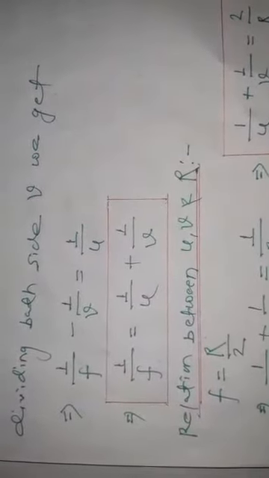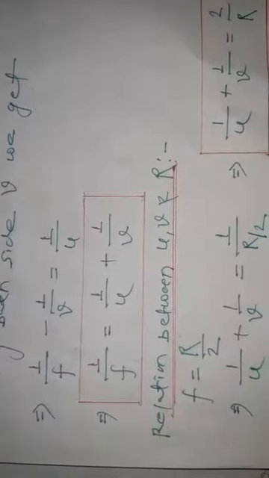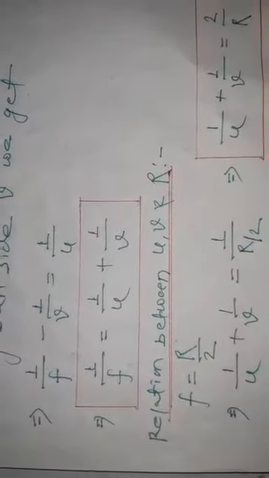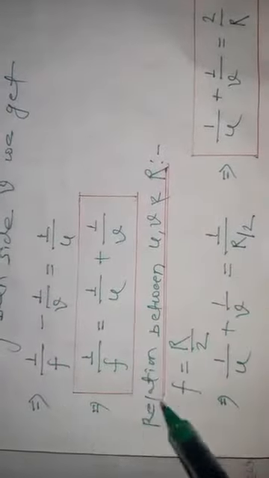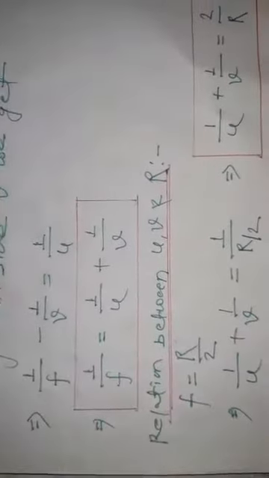On dividing both sides by V, we get 1 upon F minus 1 upon V equals 1 upon U, or 1 upon F equals 1 upon U plus 1 upon V. This is called the mirror equation, a very important equation. Some numericals can be asked from this particular formula.